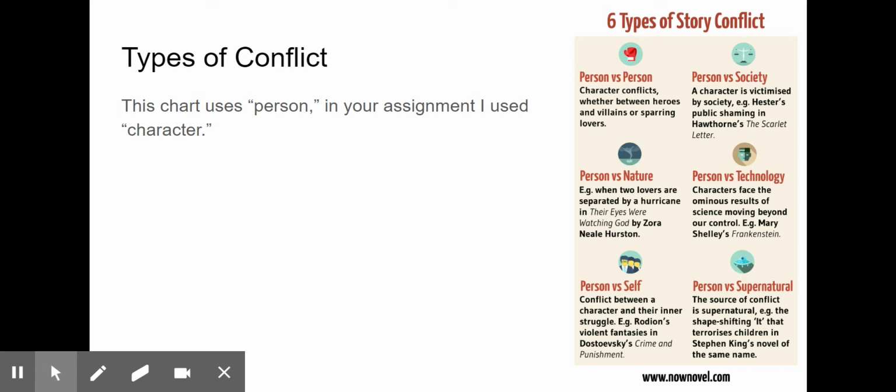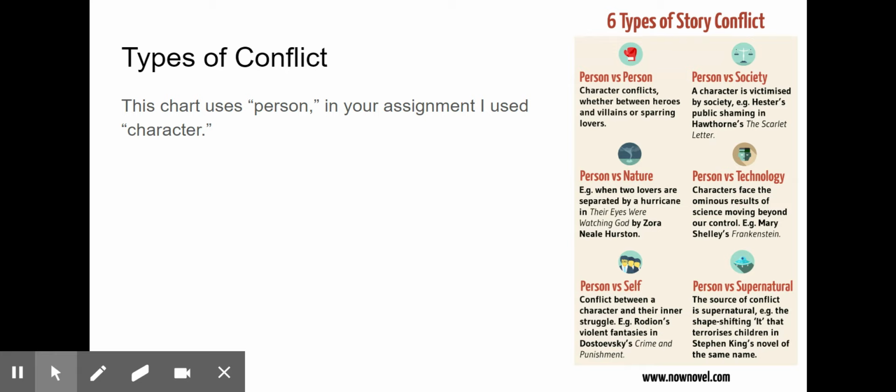So, in addition to the normal story arc, which starts with the exposition, goes through character, rising action, climax, falling action, resolution, you'll also find that there are often conflicts or multiple conflicts within a book. These types of conflicts generally fall into one of six categories.